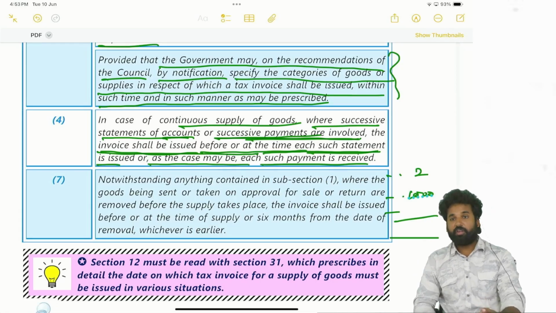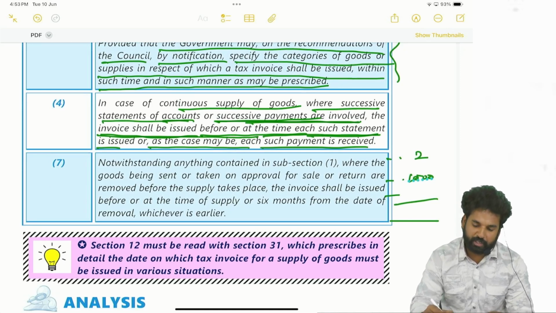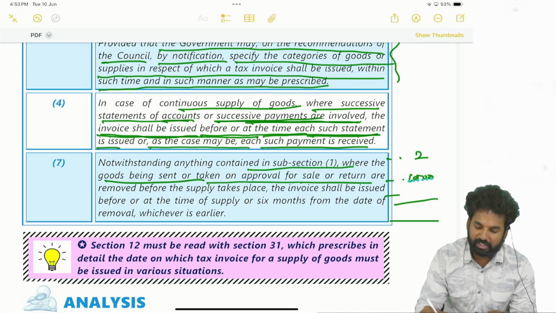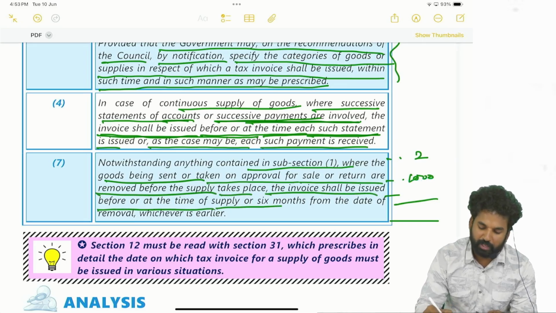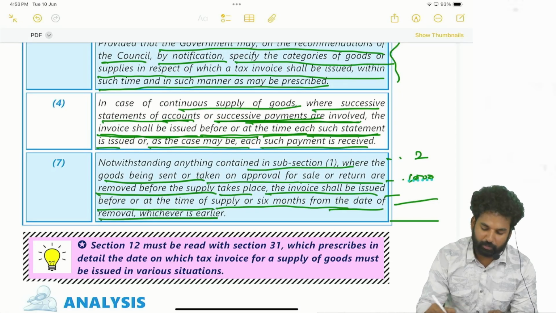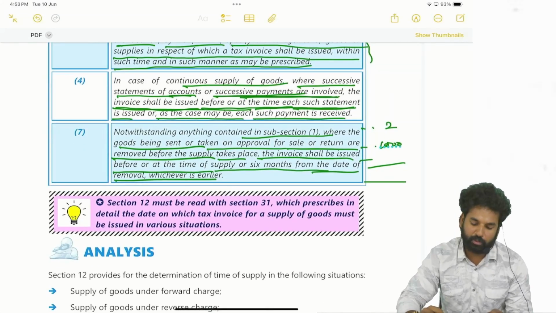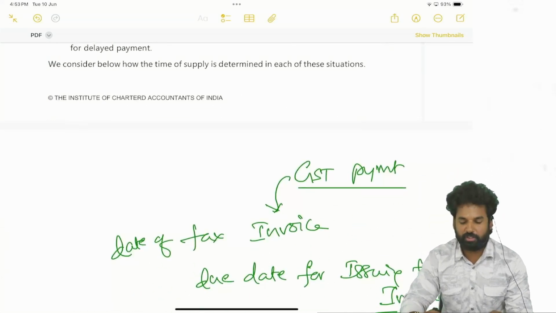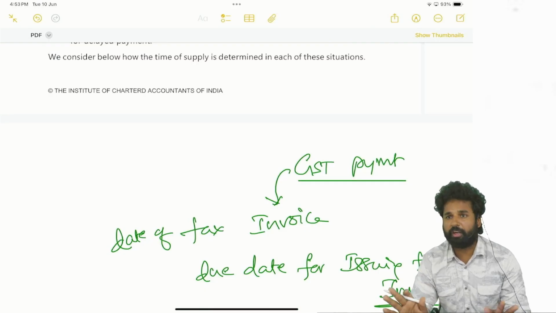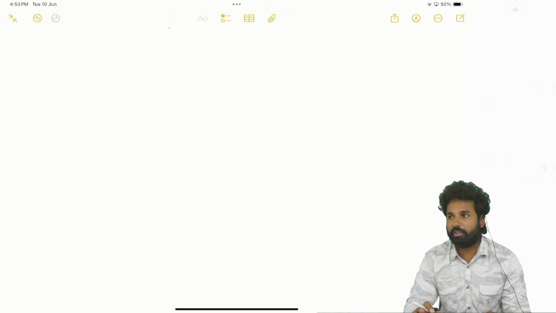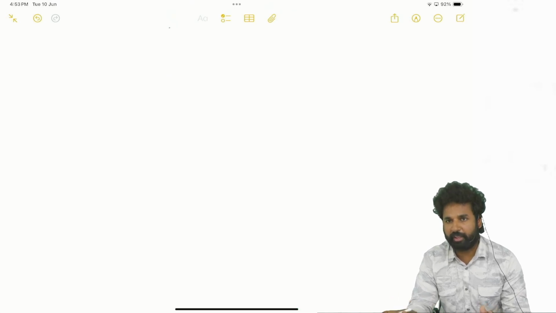Okay, so notwithstanding anything contained in subsection 1, where goods being sent or taken on approval for sale or return are removed before the supply takes place, the invoice shall be issued before or at the time of supply or 6 months from the date of removal, whichever is earlier. So goods sent or taken on approval for sale or return basis, that is sale on approval or return basis. That means goods will be sent to a particular recipient. If the recipient likes the goods, he will retain them, then the sale will be made. If he is not liking it, he will send them back.